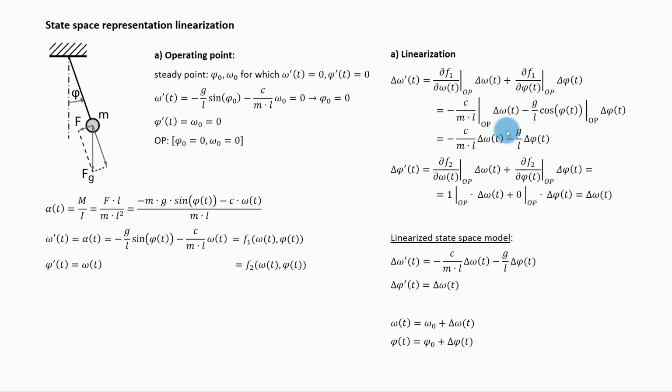So when I put together this linearization and this linearization, I will get this linearized state space model of the pendulum. Formally, I should also include these equations which connect the actual values of the state variables with those small changes with respect to the operating point. But in this case, the operating point is at 0, so these values and these values are the same. So this was a very simple example of linearization of a system where I had only state equations and I did not have any output equation.